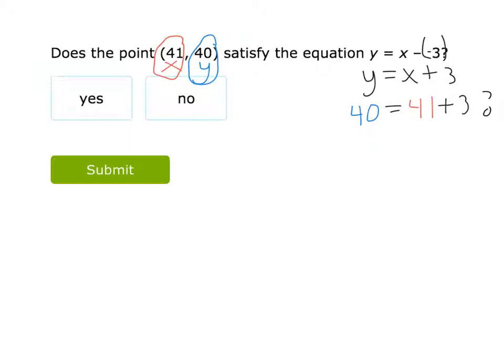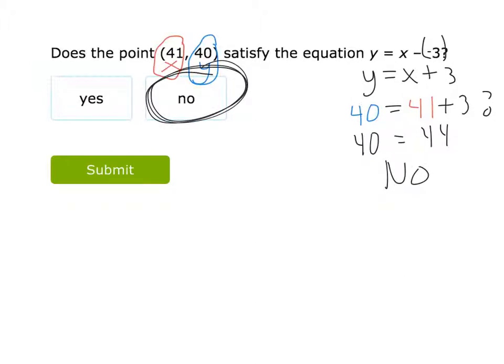So 40, leave it alone. 40 comes down, equals 41 plus 3 gives me 44. So in this case, these two are not equal, and the answer in this case will be no. So (41, 40) does not satisfy the equation y equals x minus negative 3.